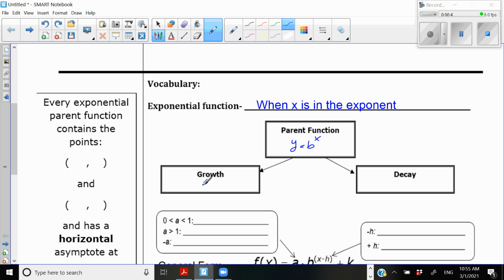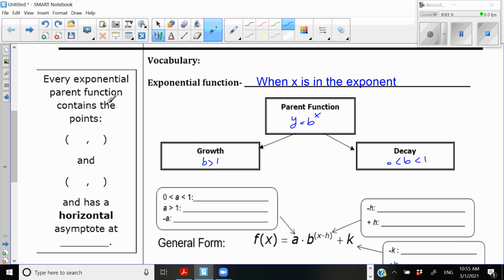If this b value is a number which is greater than 1, then we say we have growth in our function. That means as x is increasing, your y is also increasing. It's growing and going up. But if the b value is a number which is between 0 and 1, then we have decay here. That means our function is decreasing. As x is increasing, the y is decreasing and going down.